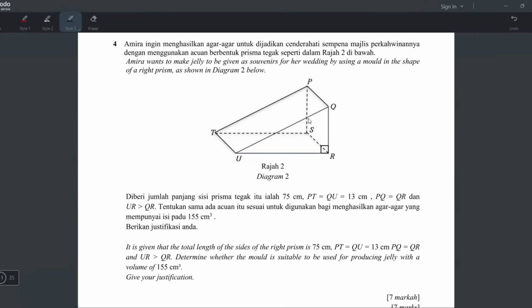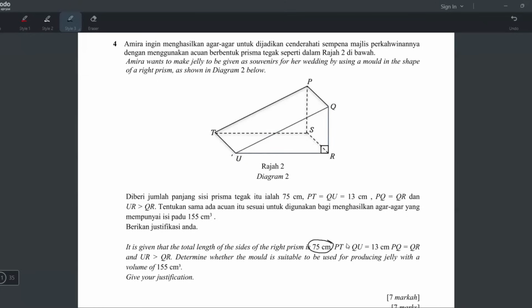And then it is given that the total length of the side of the right prism is 75 cm. Okay, I still don't know which chapter. So let's keep reading. Let's label first. Obviously 75 is the total length of the sides. And how many sides do you have? 1, 2, 3, 4, 5, 6, 7, 8, 9. So all the 9 sides added together is 75. That's what it means.